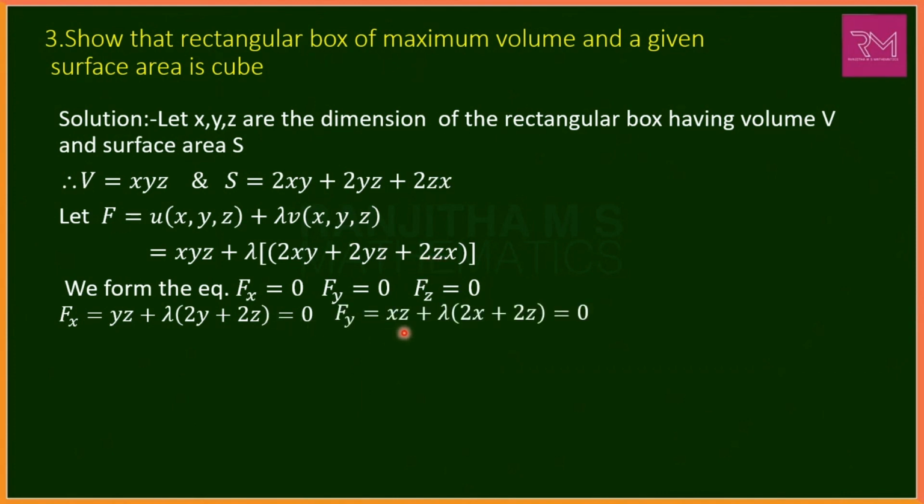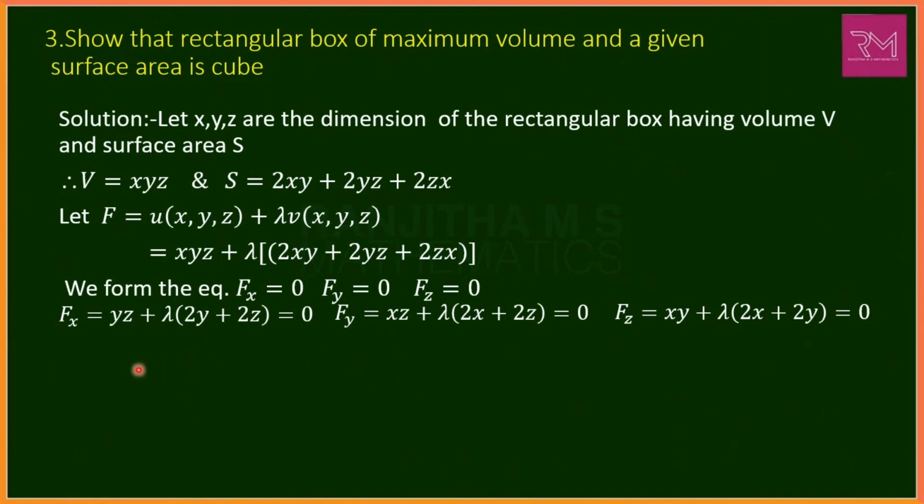Similarly, fy, the partial differentiation of f with respect to y, is xz plus lambda into 2x plus 2z which is equal to 0. In a similar way, fz, the partial differentiation of f with respect to z, is xy plus lambda into 0 plus 2y plus 2x which is equal to 0.